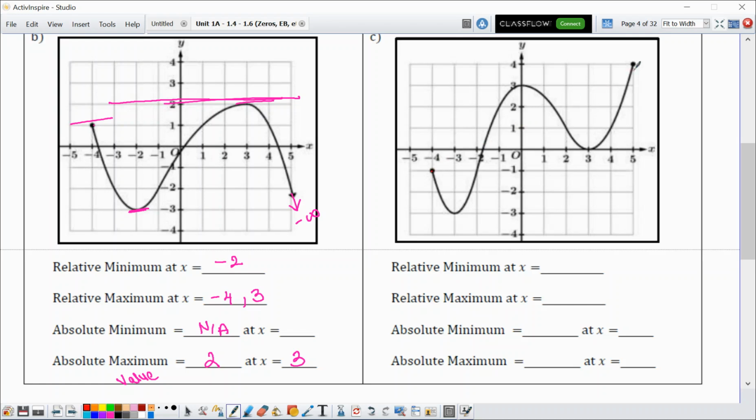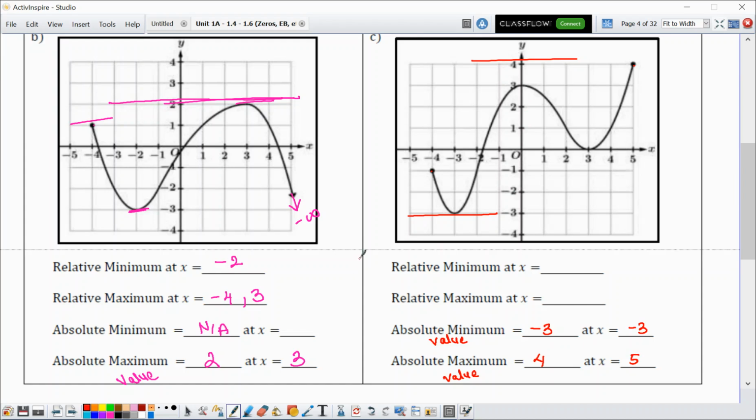Let's check another one. Both are closed endpoints, so it has everything, maximum and minimum. Look at the range. The lowest number is negative 3, so the absolute minimum value is negative 3 at x equal to negative 3. The absolute maximum value is 4, at x equal to 5.